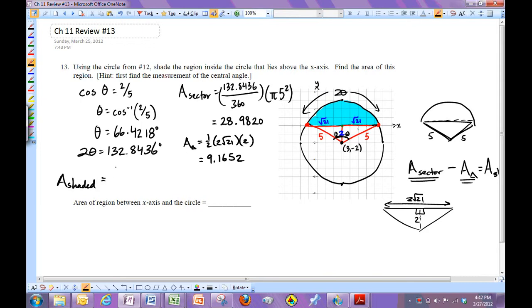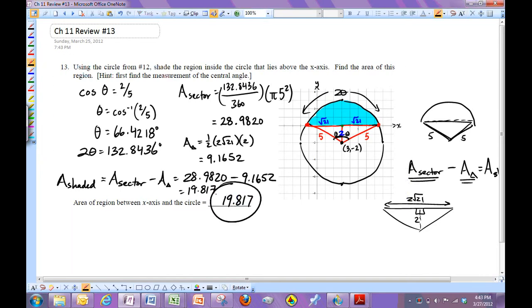So then the last step is going to be area of shaded, or that one region that we were trying to find, is going to be the area of the sector minus area of the triangle. The sector was 28.9820. The triangle is 9.1652. And so then the difference, let's see, minus the other one gives me 19.817. So 19.817 right here is the area of that region. Okay, hope that helps.